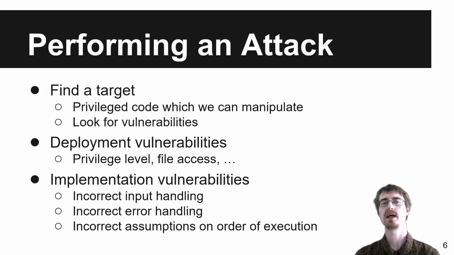Because this code, the error handling, is not supposed to be executed normally. And finally, another important class of vulnerabilities in the implementations are incorrect assumptions on the order of execution. So if we assume a particular order, but the attacker is able to run things in a different order, they might be able to use that to exploit our program. And we'll come across an example shortly.